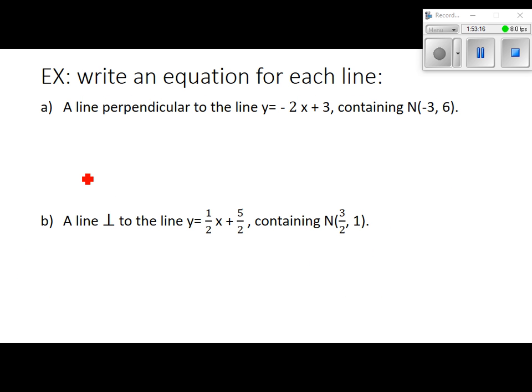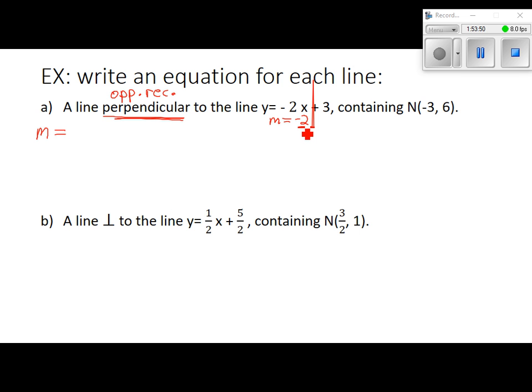Write an equation of a line that's perpendicular to the given line. So this time we want perpendicular to each one instead of parallel. If they're perpendicular, then that means their slopes have to be opposite reciprocals. Opposite reciprocals. So when I find the slope of this line, the slope of this line is -2. The slope of the new line has to be the opposite reciprocal of that.